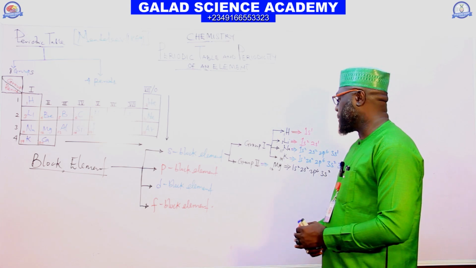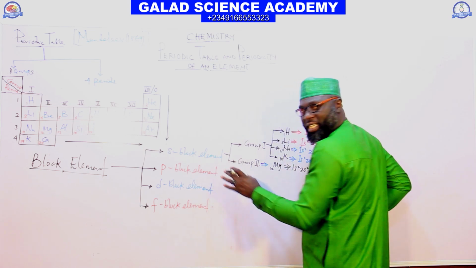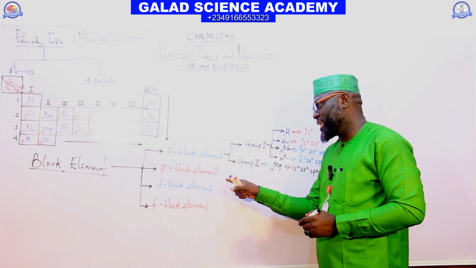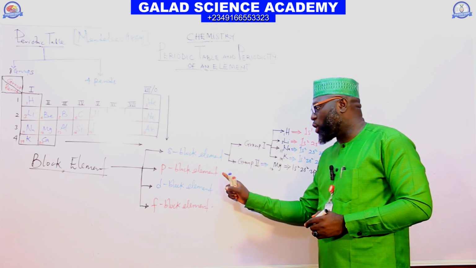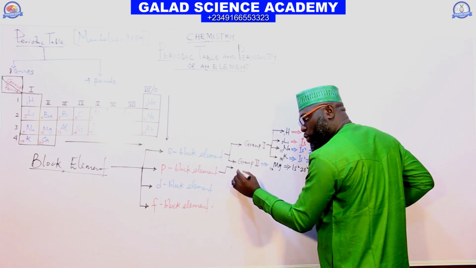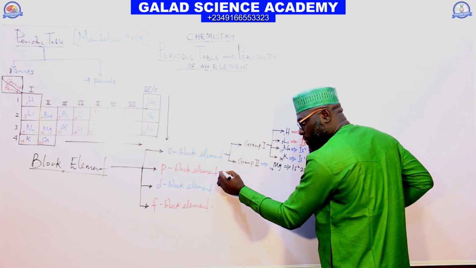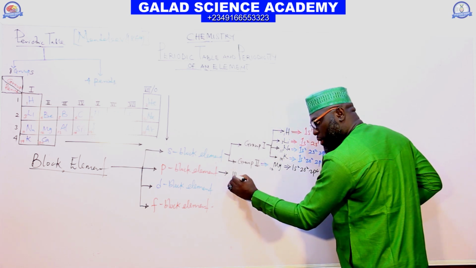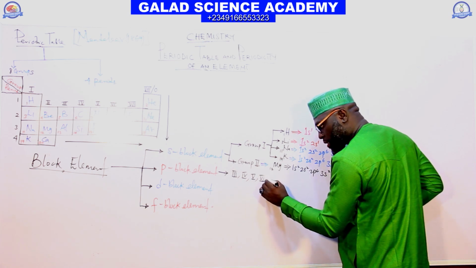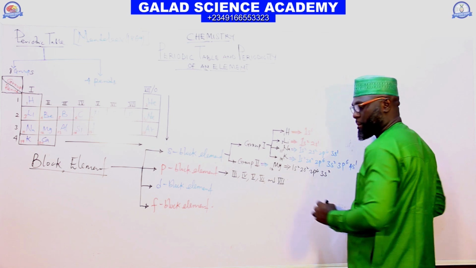The next one is the P block elements. The P block elements are elements in which their valency electron can be found at the P orbital. Examples of P block elements are elements of group 3 in the periodic table, group 4, group 5, group 6, and group 7 elements.